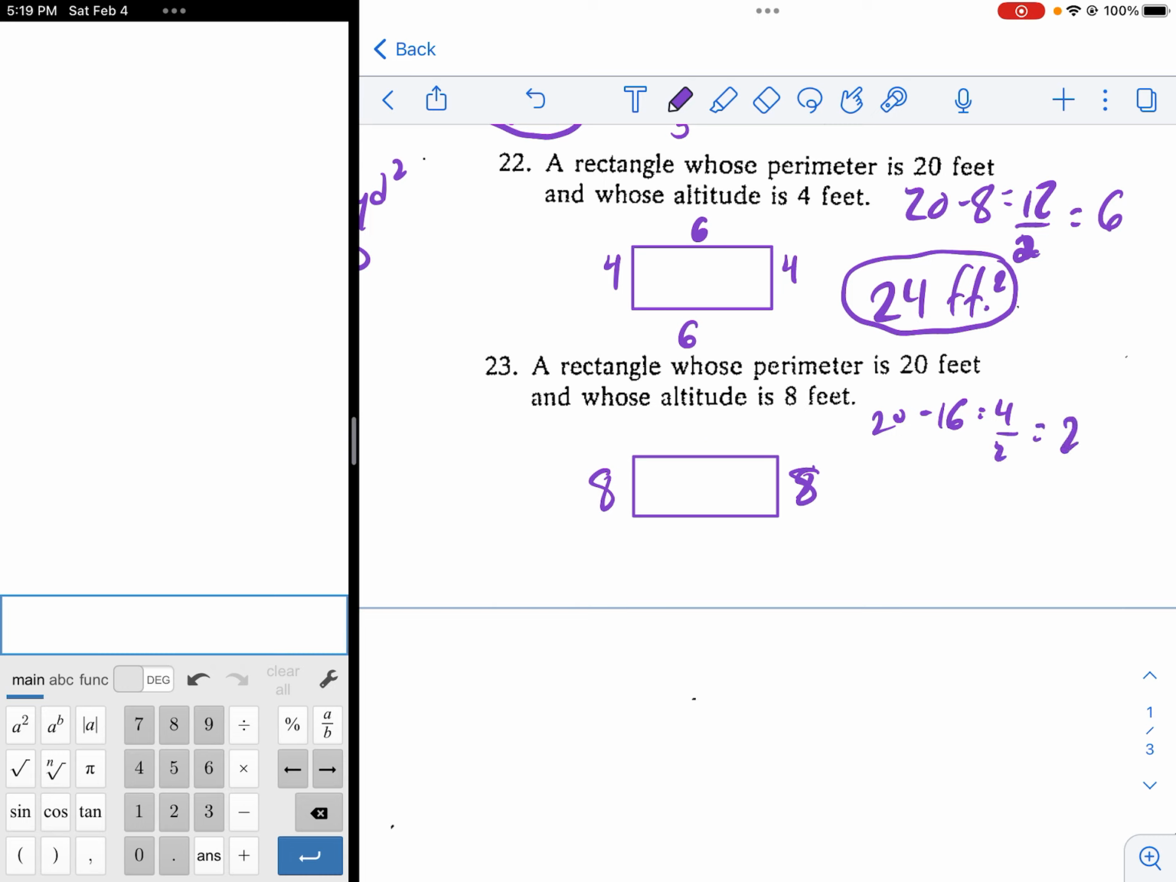So my picture is not quite correct. Let's draw another picture. It's going to be a much more vertical rectangle. So this rectangle is actually a 2 by 8 or an 8 by 2 rectangle, which gives me an area of 16 feet squared.